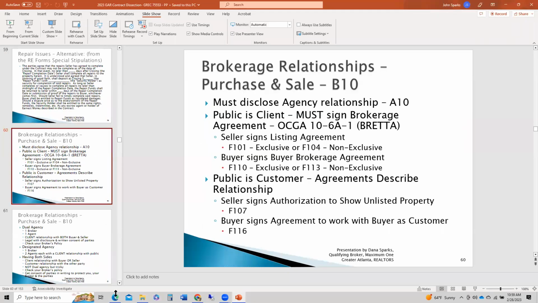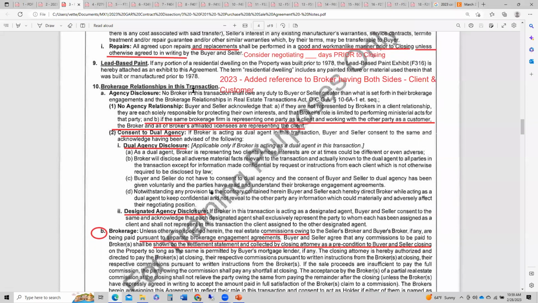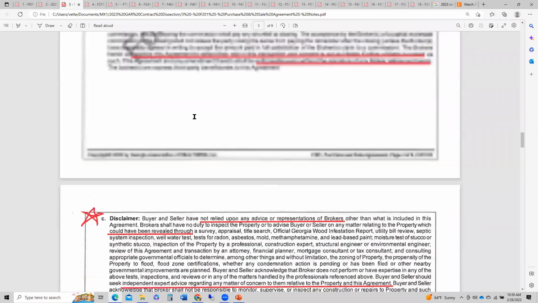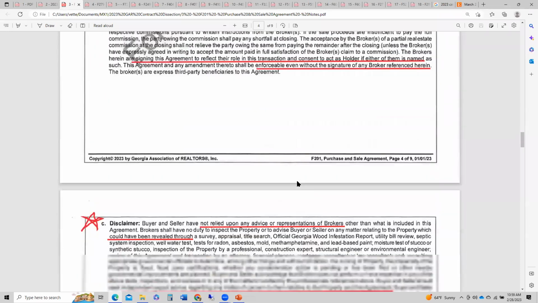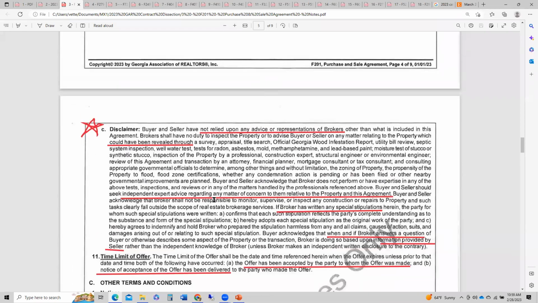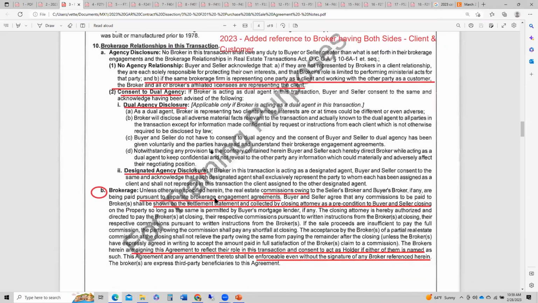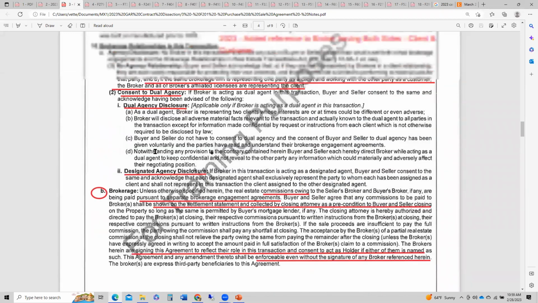We are now in the section of the purchase and sale agreement. Lead-based paint, I've covered that in depth. We're on this section on brokerage relationships. I'm going to finish paragraph B. I'm going to cover brokerage relationships, and I'm going to cover this disclaimer and time limit, and then we'll take a break. So give me just a few more minutes to cover these next few sections, and then we'll take a break. And then we will go through paragraph C of the purchase and sale agreement and the financing exhibits.